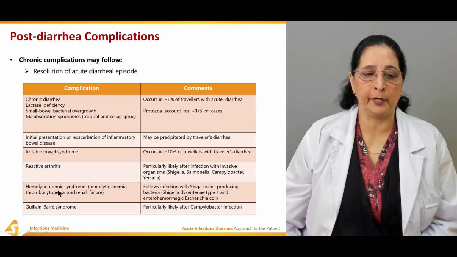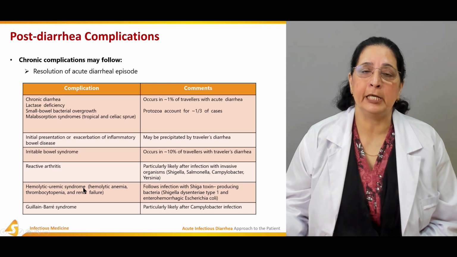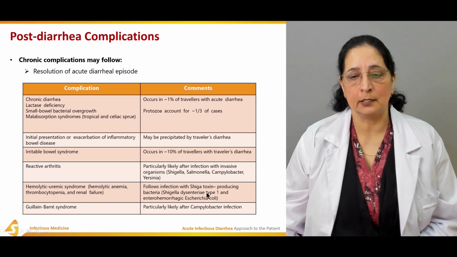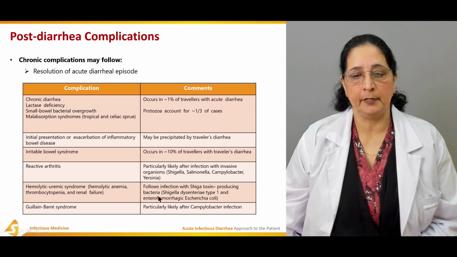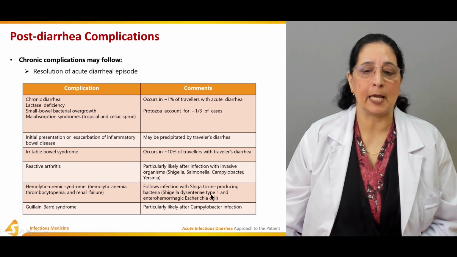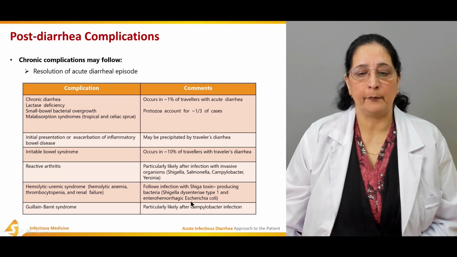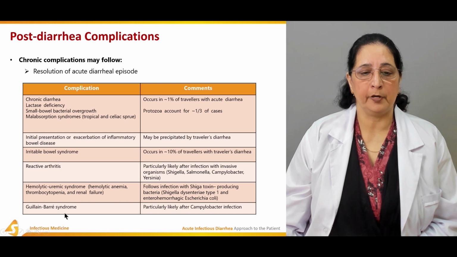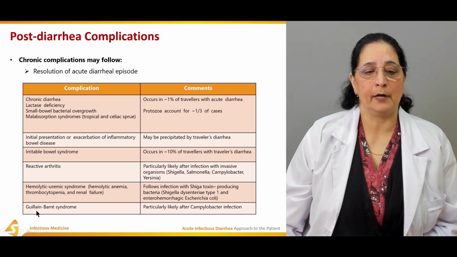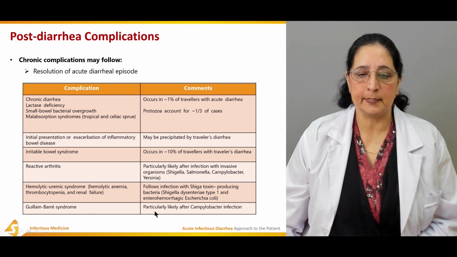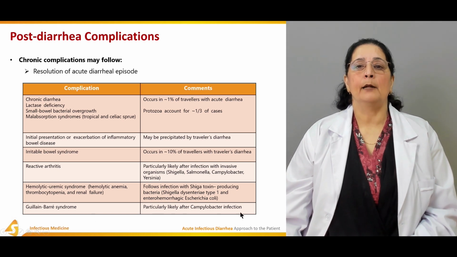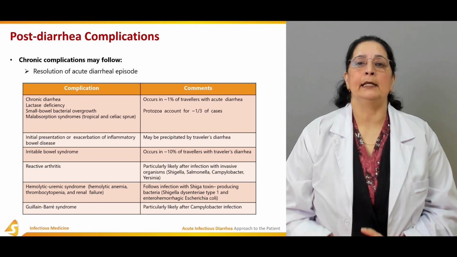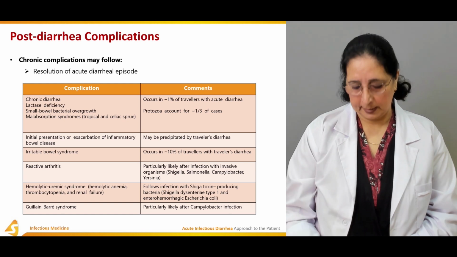Then hemolytic uremic syndrome is another complication of diarrhea. It follows infection with Shiga toxin-producing bacteria, which are Shigella dysenteriae type 1 and enterohemorrhagic E. coli. These two can cause hemolytic uremic syndrome. Then we have Guillain-Barré syndrome, particularly after Campylobacter infection. So all these are different complications that can be present after the diarrhea.